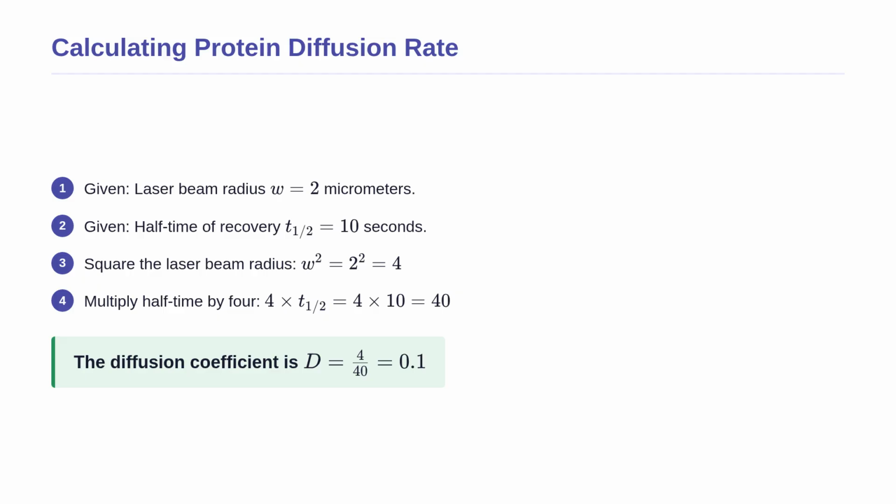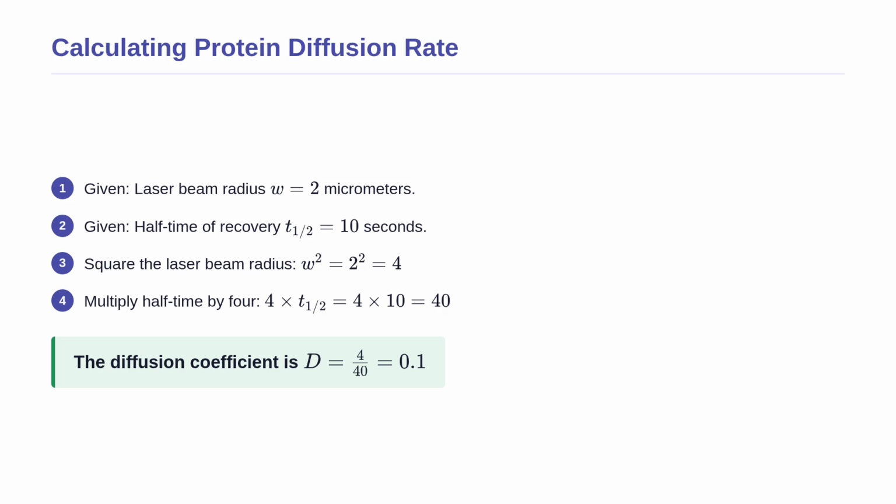Now that we have our formula, let us apply it to a real laboratory scenario. A researcher is studying a new integral membrane protein. We are given that the laser beam has a radius of 2 micrometers, and it takes 10 seconds for the spot to recover half of its original fluorescence. We need to calculate the diffusion coefficient.